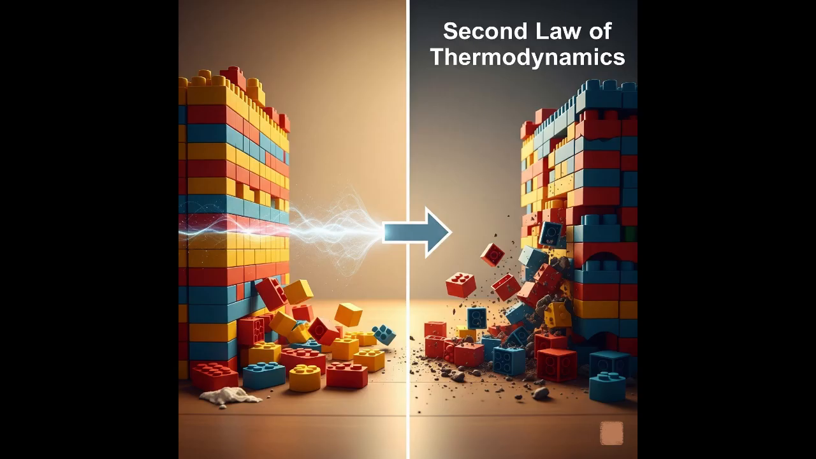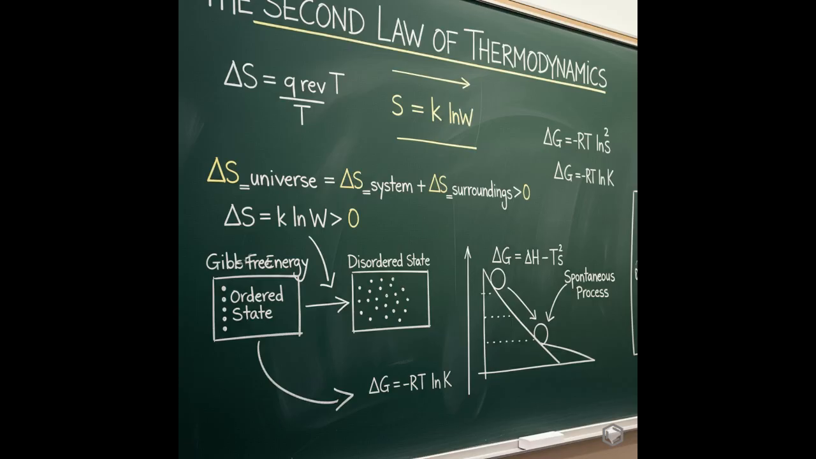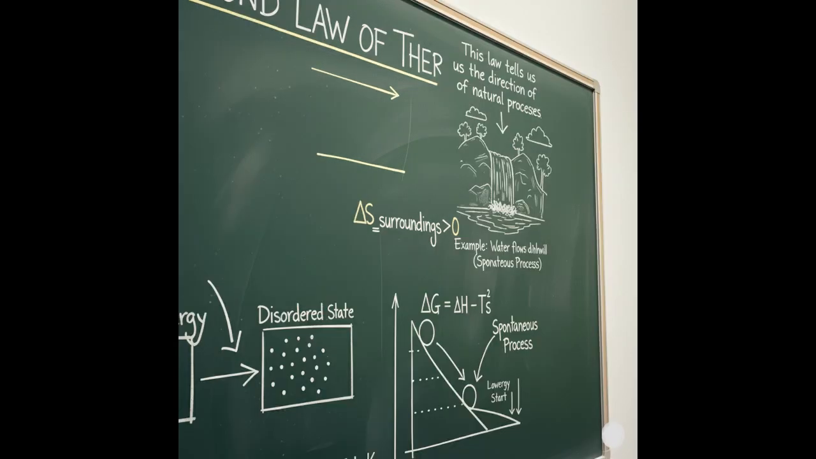Then we moved to the profound second law of thermodynamics. This law introduced us to entropy, a fundamental concept representing disorder or energy dispersal. The key takeaway here is that for any spontaneous process, the total entropy of the universe always increases. This law tells us the direction of natural processes.